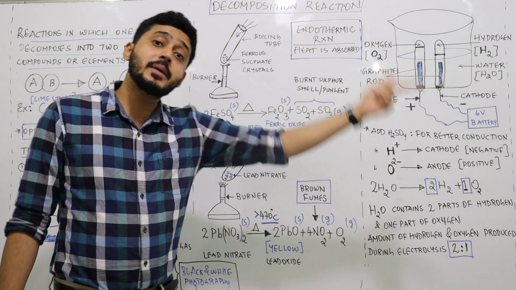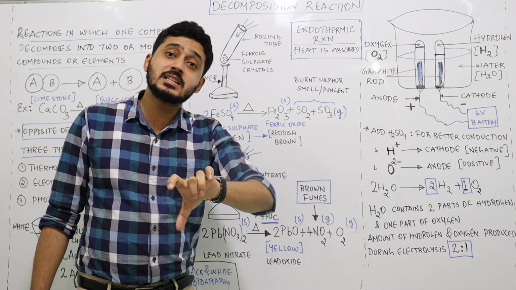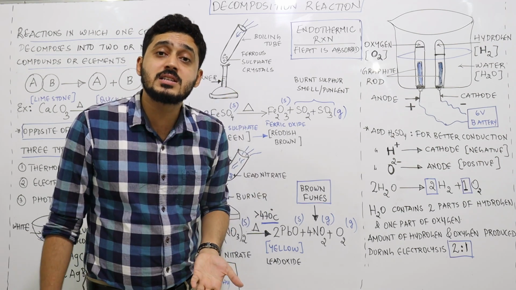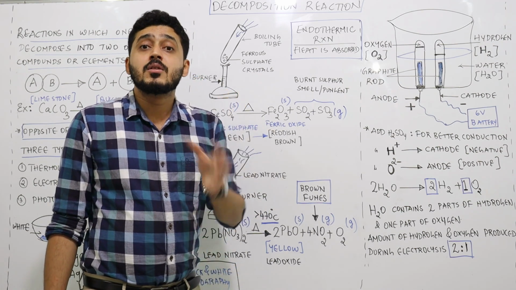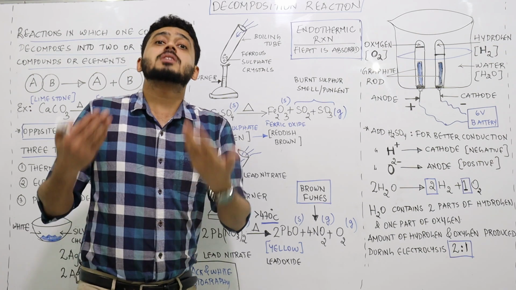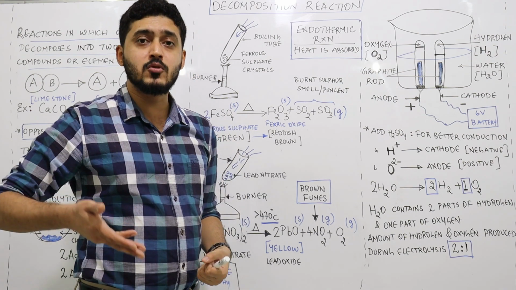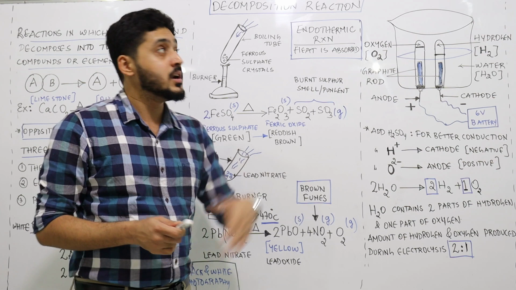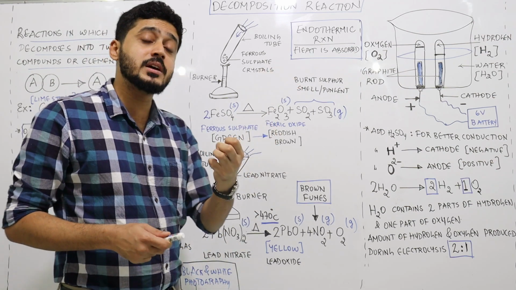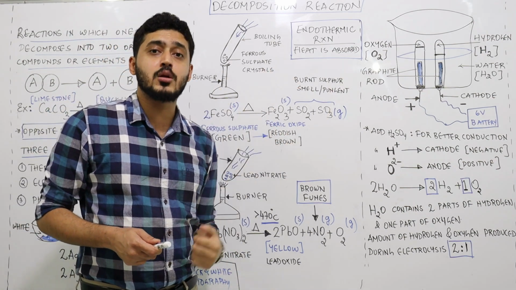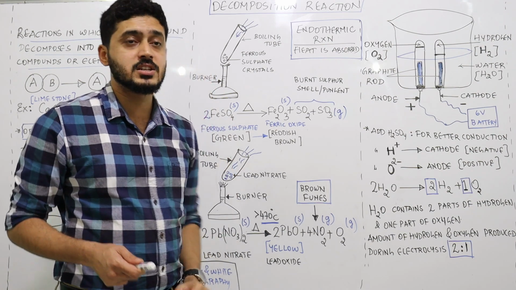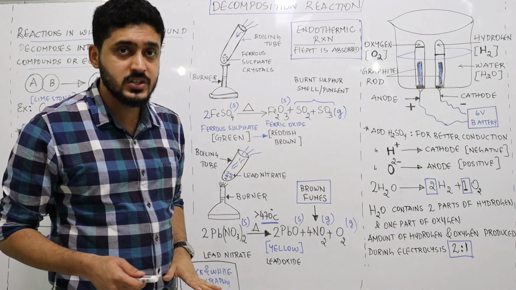But in the combination reactions we have studied, heat is liberated or released. Those are exothermic reactions. So combination reactions are mostly exothermic reactions. A decomposition reaction absorbs heat and gets decomposed into 2 or more products. So decomposition reactions are endothermic reactions.